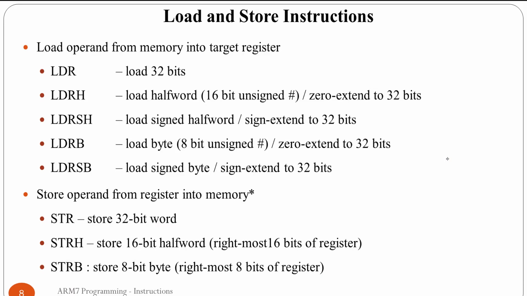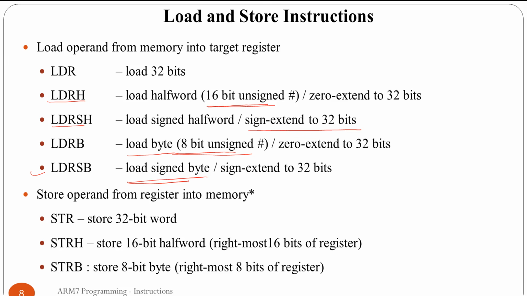Now as I said, load register loads 32-bit data. Load register half word loads 16-bit unsigned data. Load register sign half word loads sign-extended 16-bit data. Then we have load byte, so load register byte loads 8-bit unsigned data. Then load register sign byte, so we can load sign byte also.